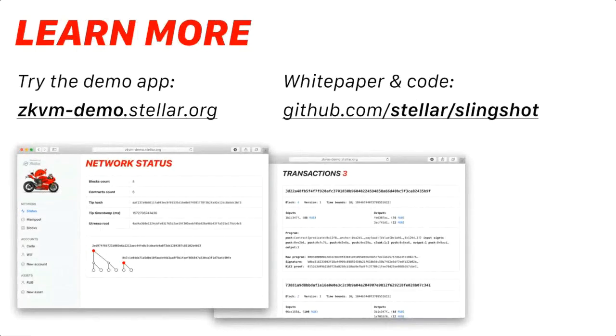So there is much more to learn. ZkVM is a part of a Slingshot project maintained by Stellar Development Foundation. You can find complete specifications, roadmap, documentation, and code all in one repository by this address, and it's fully open and we invite you to participate.